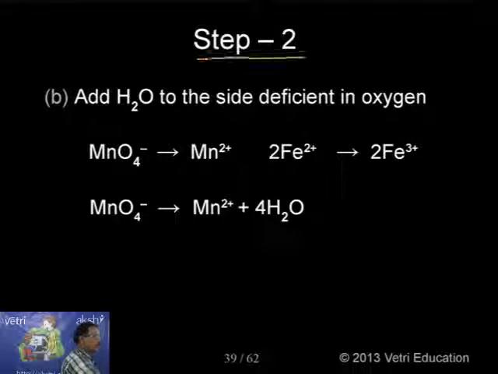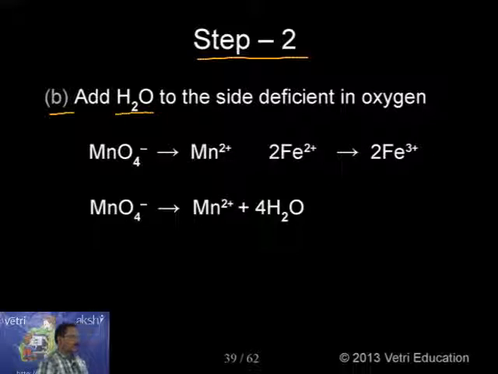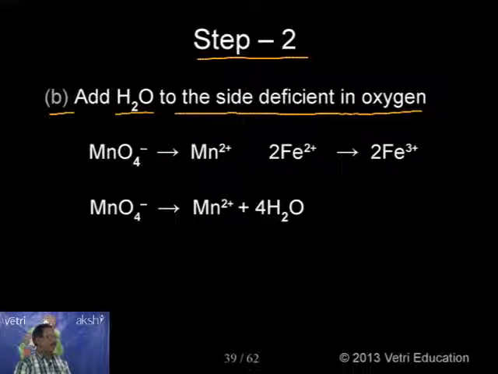Under this step 2, what does 2b say? Add H2O to the side deficient in oxygen. Now it is giving information regarding oxygen. Regarding oxygen, what we have to do? The rule 2b says, whichever side is deficient in oxygen, add H2O. So let me explain with a suitable example.